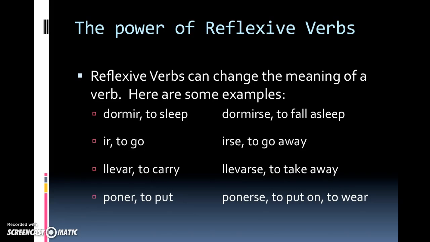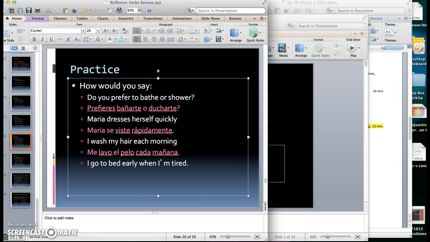Llevar means to carry. Llevarse means to take away. Poner means to put. Ponerse means to put on. So I would never say me pongo la mesa because that means I put on the table, and I don't know how you wear a table. Pongo la mesa means I set the table. So again, I want to use reflexive pronouns only when I'm trying to do something to or for myself. Okay? And that is the end.